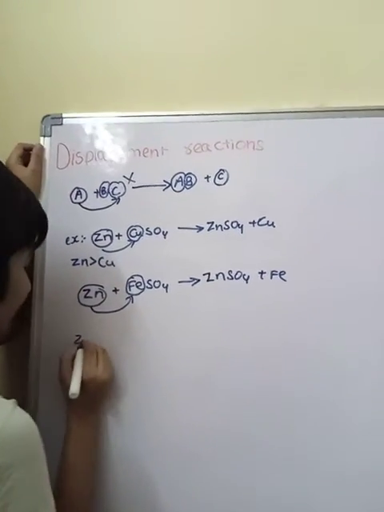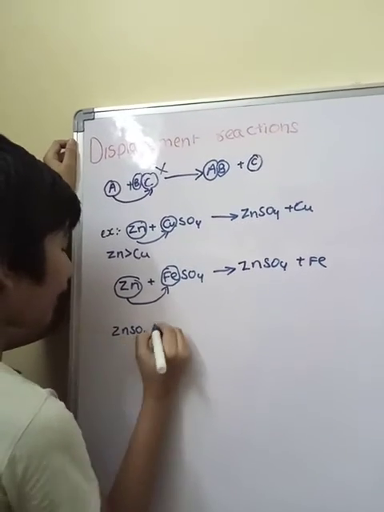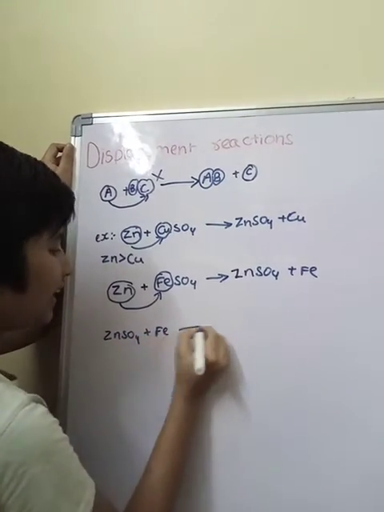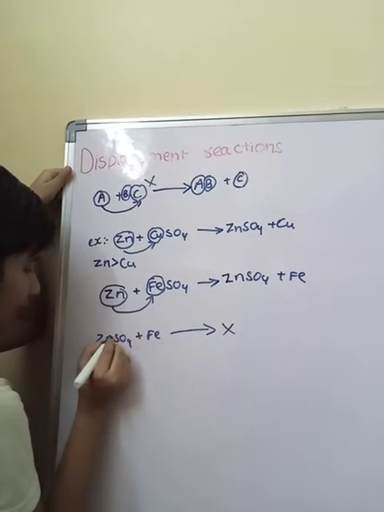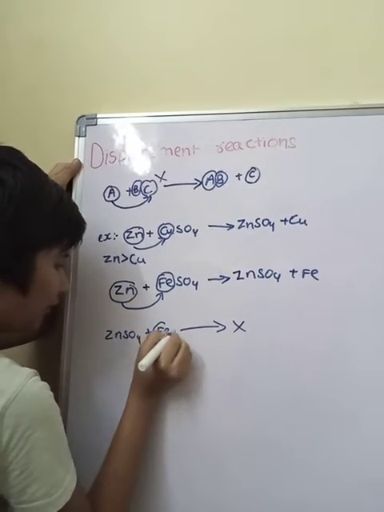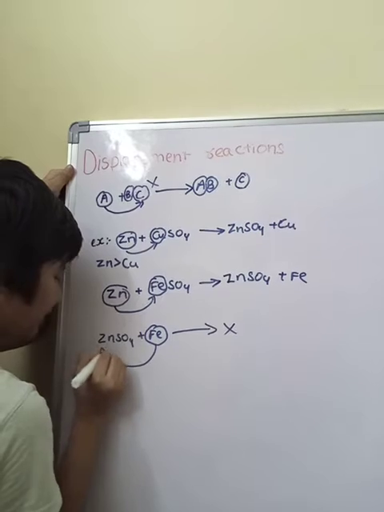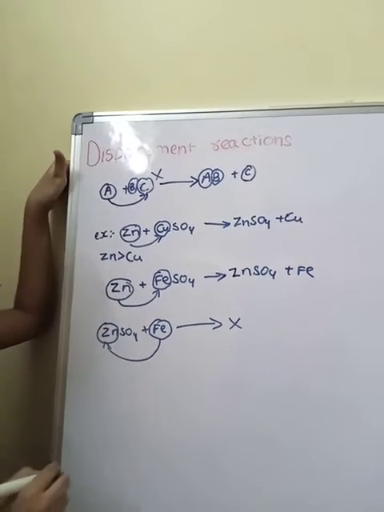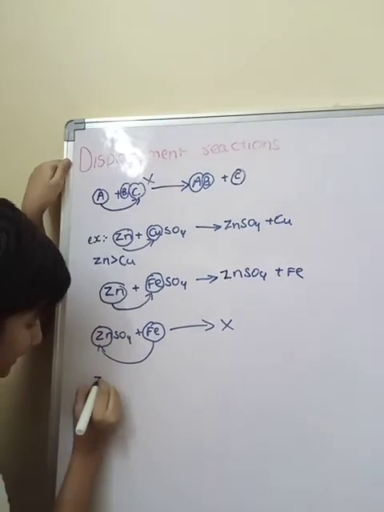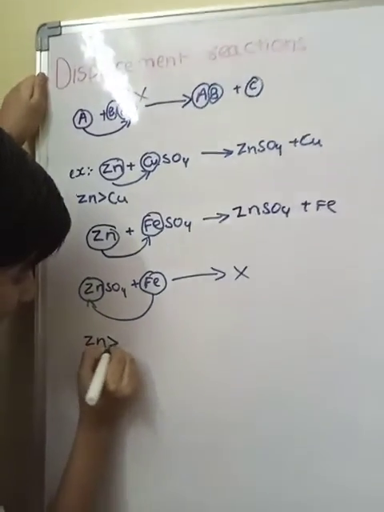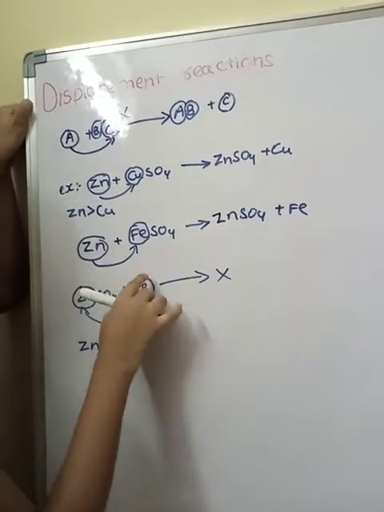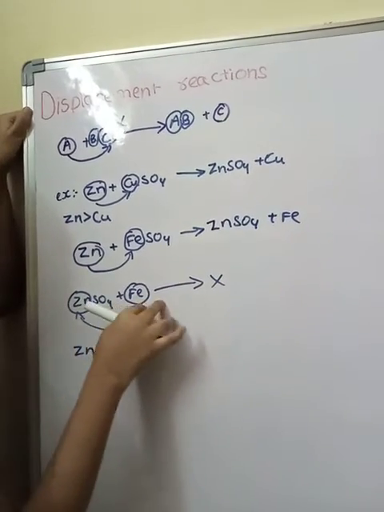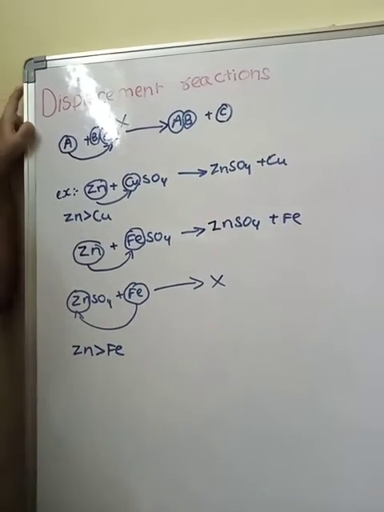Suppose I am taking ZnSO4 and reacting it with Fe. Here no reaction takes place, because if the reaction had to take place, first the Fe should displace Zn from ZnSO4. But Zn is more reactive than Fe, which is iron. That's why here no displacement takes place, that means no reaction takes place.